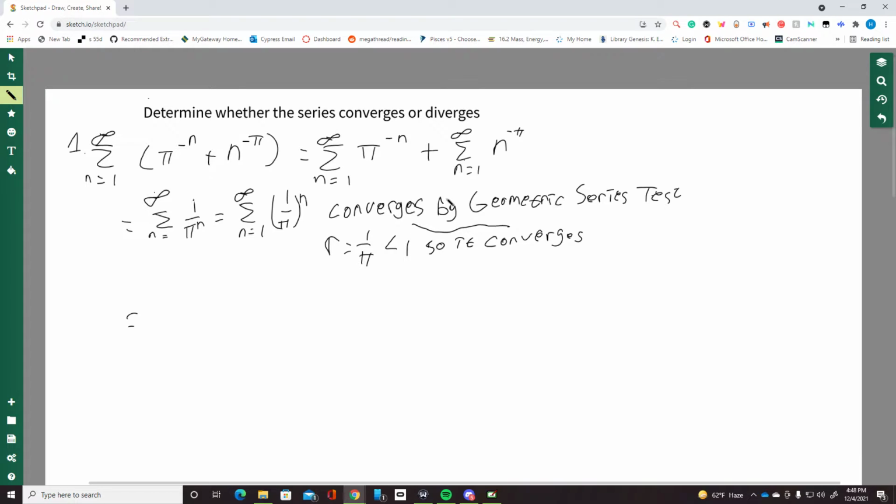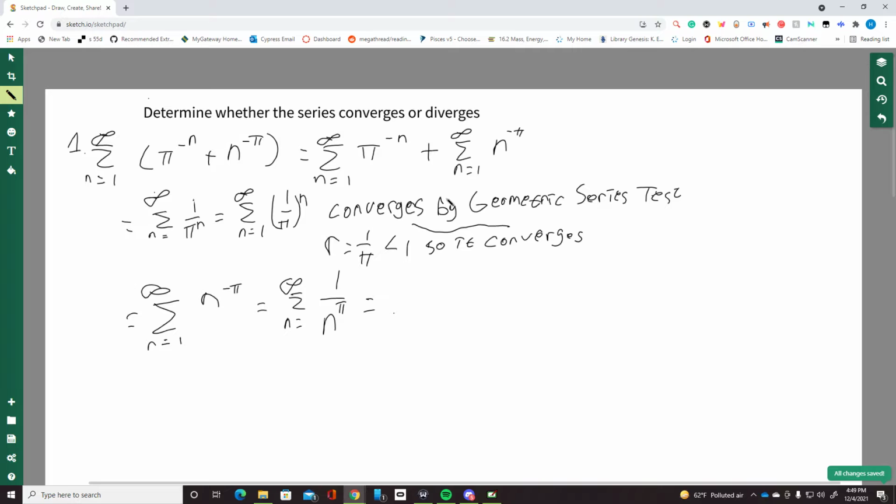For the second series, we can divide it again. The series of n to the minus pi, which is essentially the same as 1 over n to the pi. Now, there are many ways to do this, but the simple one we can do is to use the p-series test. According to the p-series test, if p is bigger than 1, it converges, and if p is equal or smaller than 1, it diverges. So let's find out.